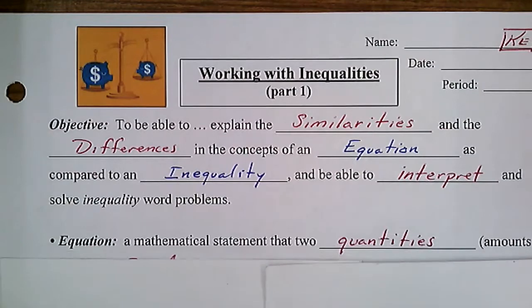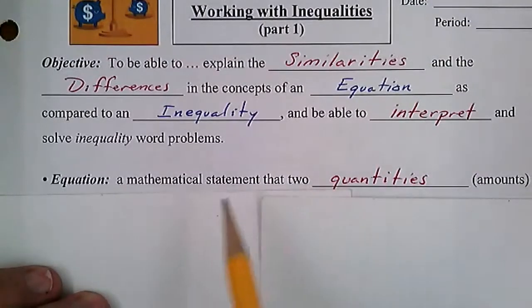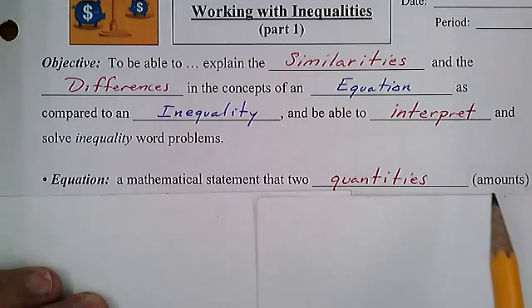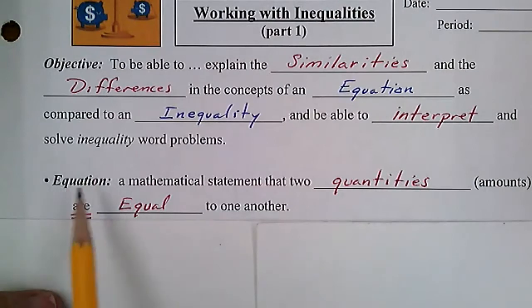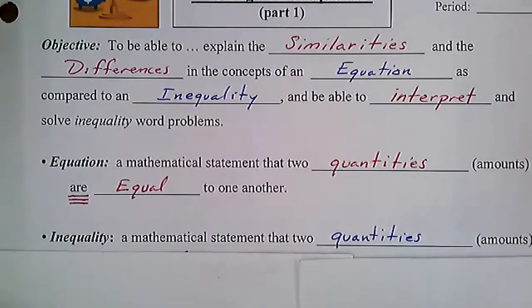Okay, so let's start with some definitions. You've already seen these definitions. I've already discussed this with you in class, but we'll go over it again. So an equation is a mathematical statement that two quantities or two amounts are equal to one another. So when we say equation, it's got the word equal. We're saying that two quantities are equal to one another. They are balanced. They're equal. They're the same.